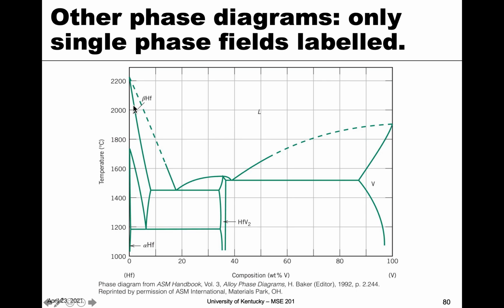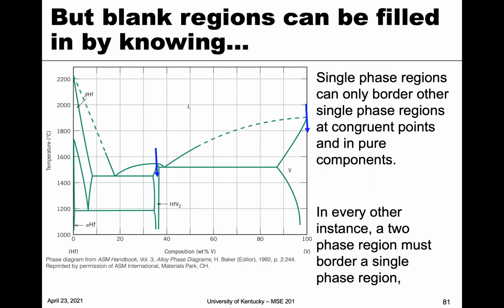And then hafnium also has another polymorph, beta, which is up here at the higher temperatures. And so that's beta hafnium. So we know all of these single phase regions, but nothing else is labeled. And so that's what we're going to do in this module, is label them. So we can label these blank regions. We actually know what's in them.